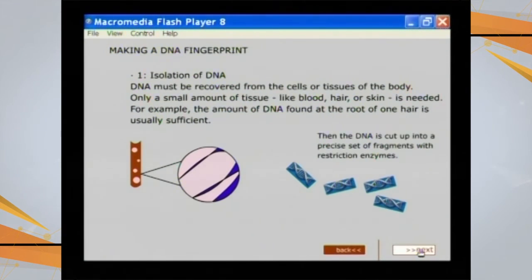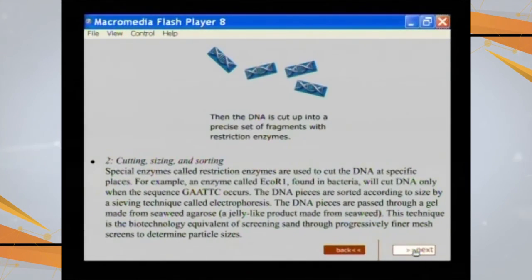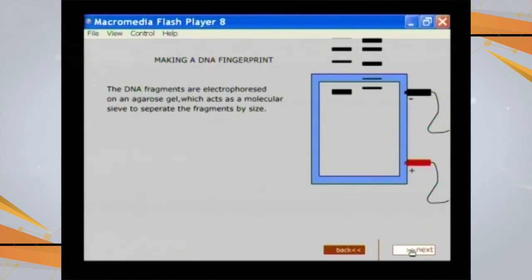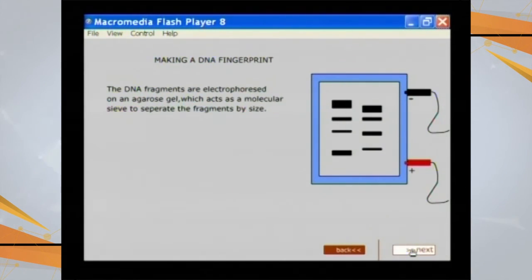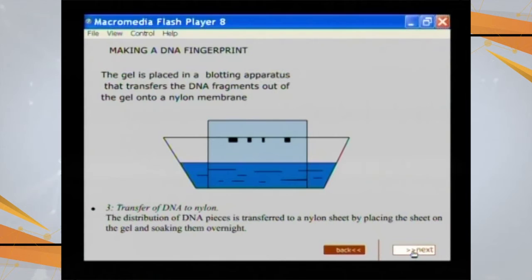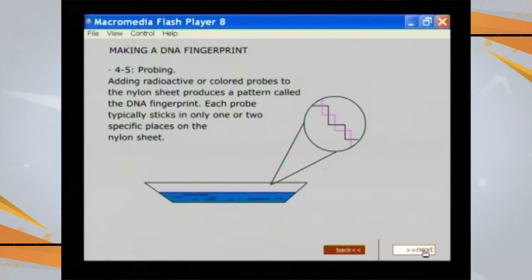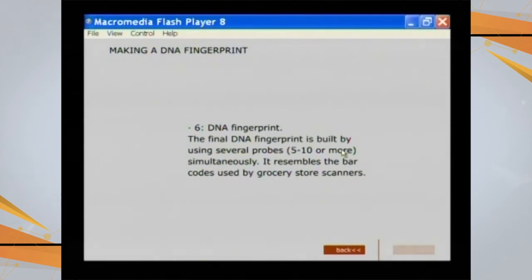So let's say this is the sample of DNA, and the DNA is chopped up into specific pieces by specific enzymes. The DNA is cut into these fragments with the help of restriction endonucleases. Sizing and sorting is done, and next again it is gel electrophoresis, and then a fingerprint is taken. Sometimes we also use genetic probes, and we store all the data of all the criminals in the computer.